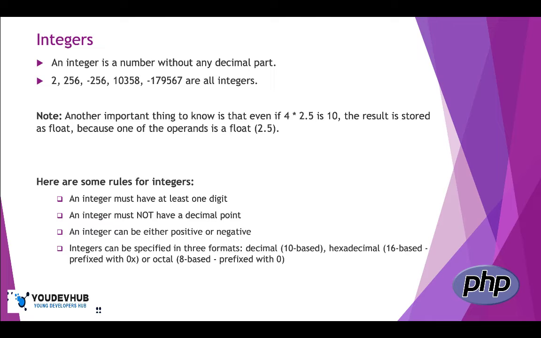This is because once a float has been included in the function or the operation, it automatically sees the result as a float. Now here are some rules for integers. An integer must have at least 1 digit. An integer must not have a decimal point. An integer can either be positive or negative. Integers can be specified in 3 formats, which are decimal (base 10), hexadecimal (base 16), and octal.